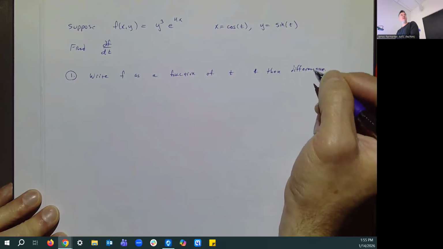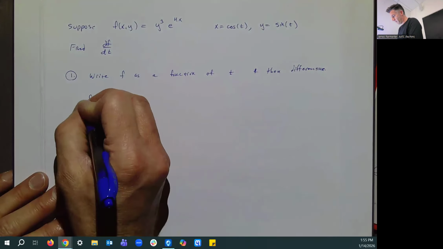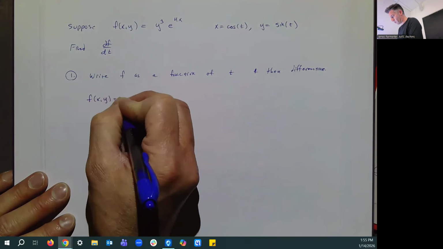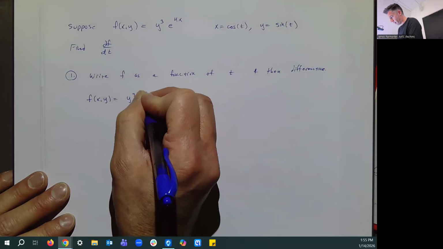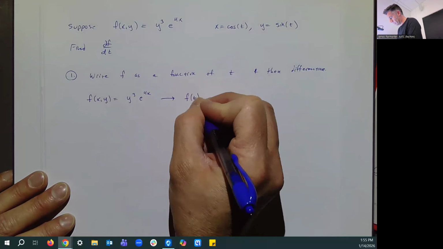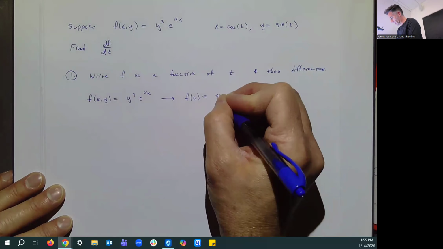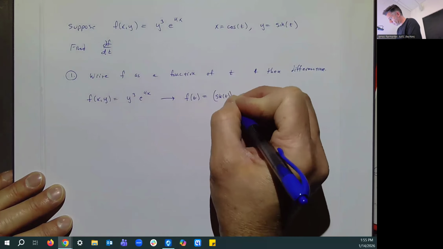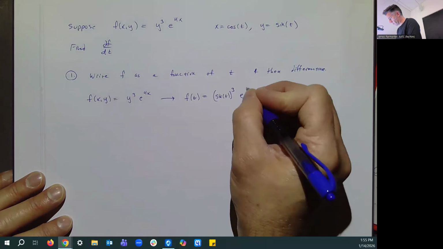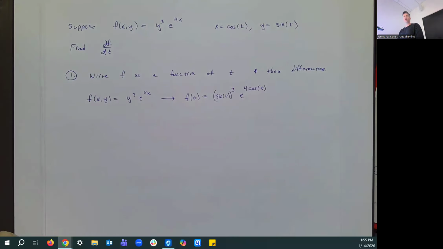Which isn't always something that's possible, but something that we can certainly do here, right? We can rewrite f of x, y equal to y cubed times e to the 4x as f of t equal to, well, replacing y with sine of t, we have sine of t cubed. And replacing x with cosine of t, we have e to the 4 cosine of t. And now it's a function of just the variable t.